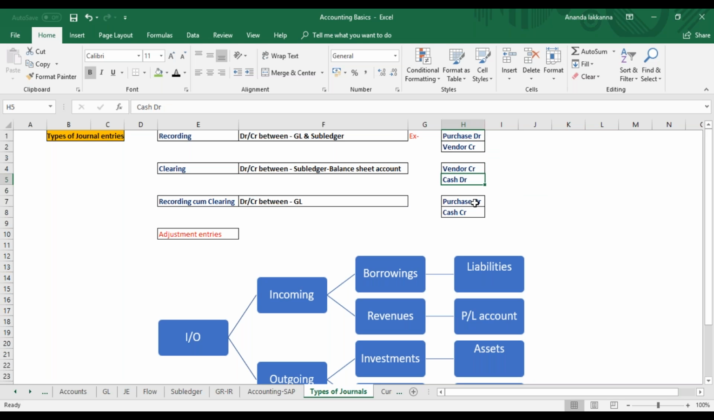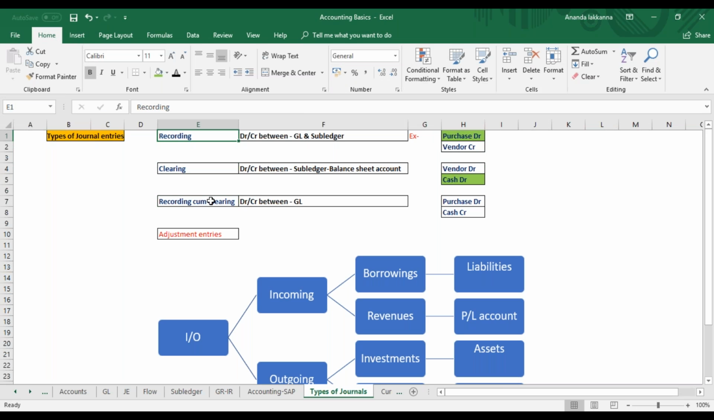And if you buy it for cash, it's going to be purchase to cash directly. Then and there, ultimately, only purchase and cash will come into the picture. Vendor is going to knock off debit and credit. These entries you can decide as recording, clearing, and recording from clearing.